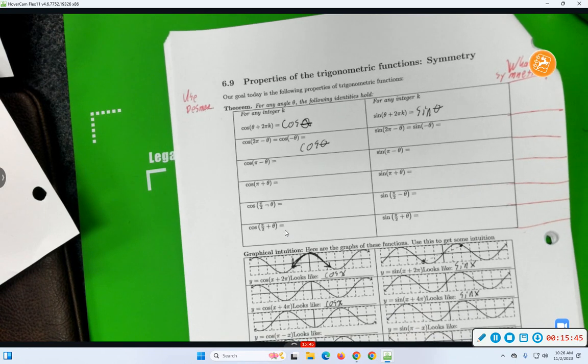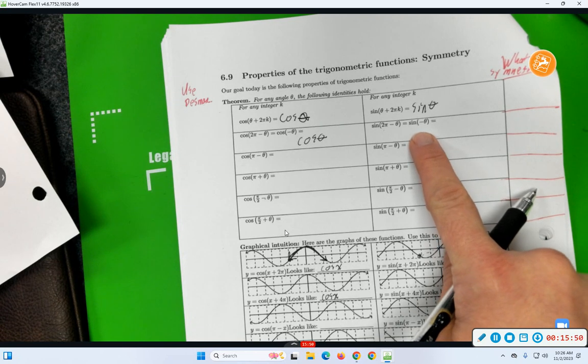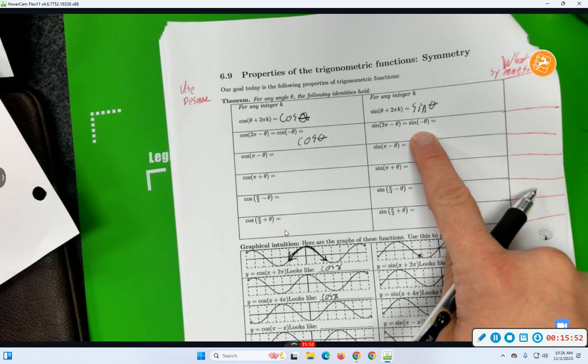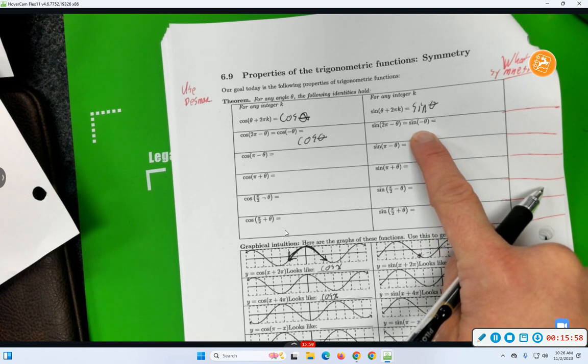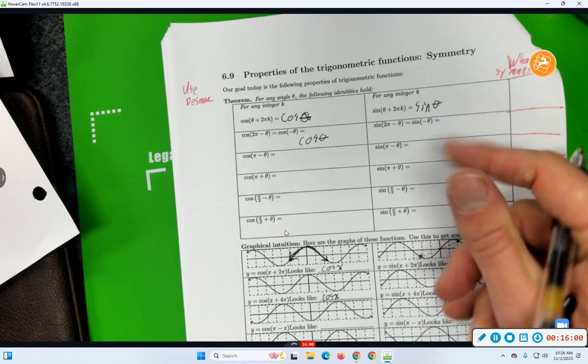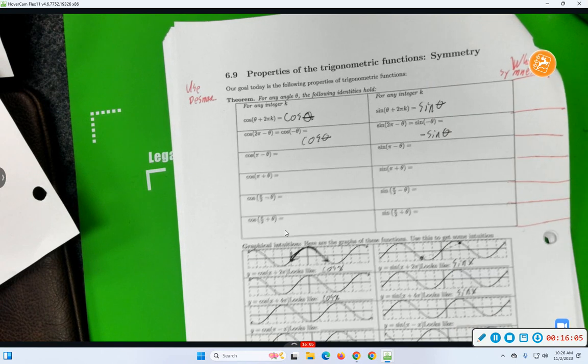All right, so since sine of x is odd, what can you tell me about a negative sign inside of the parentheses? You can't just erase it, but you can pull it out front. Cool.